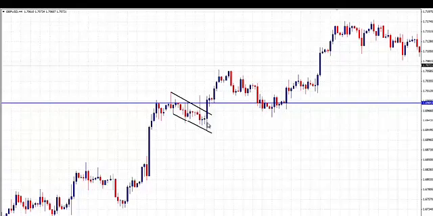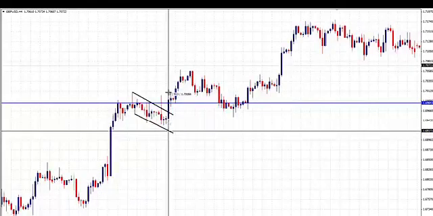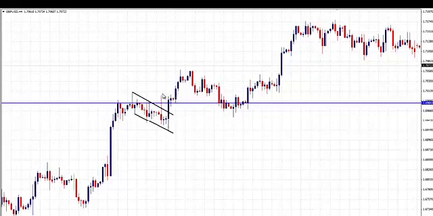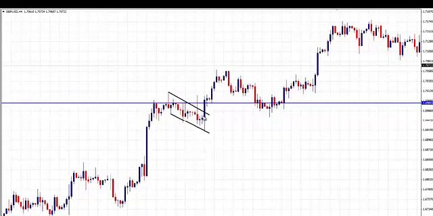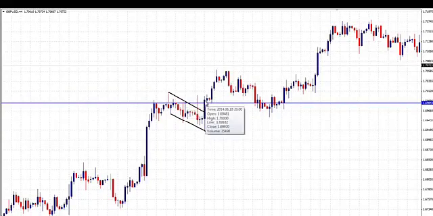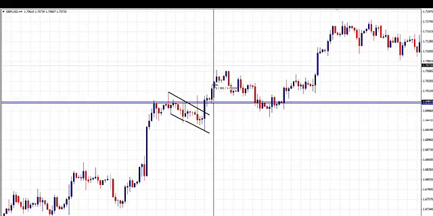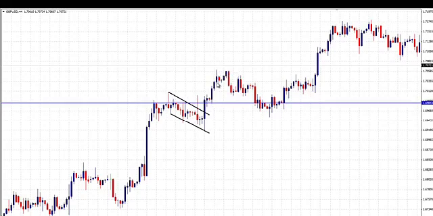We have this huge candle. If you measure it, this is an 86 pip candle that breaks with the flag and breaks with the area of resistance. Then price comes back and tests the area of resistance as support, and here you can go long and you would have profit around 63 pips.